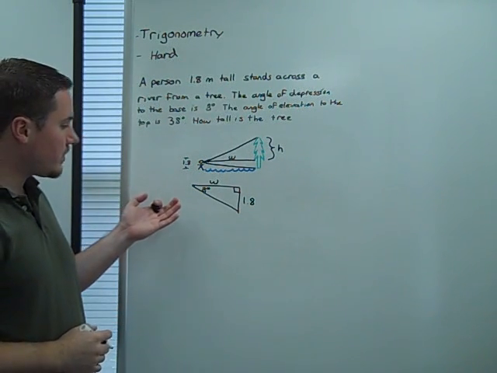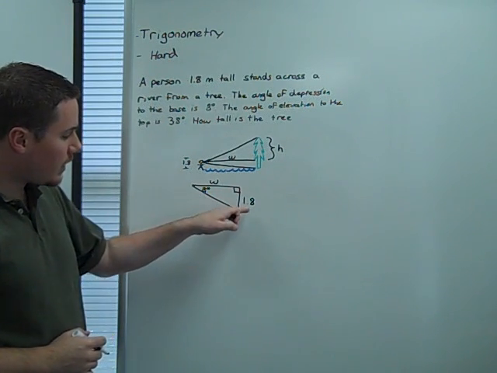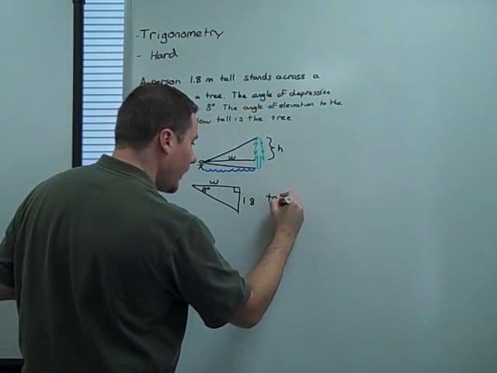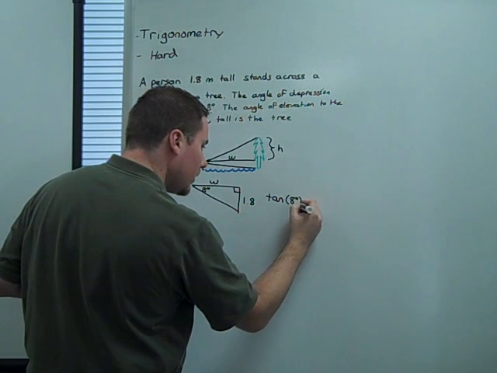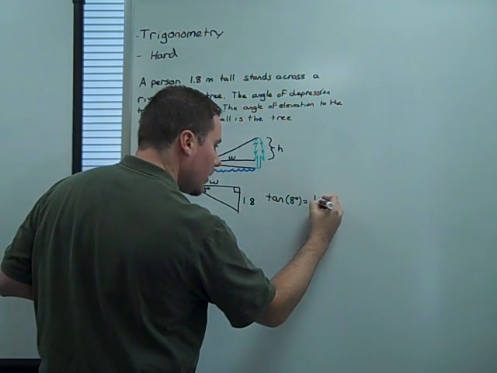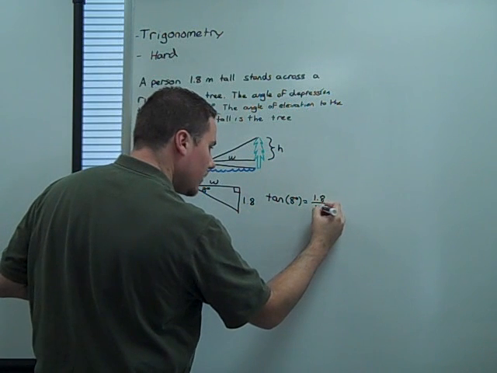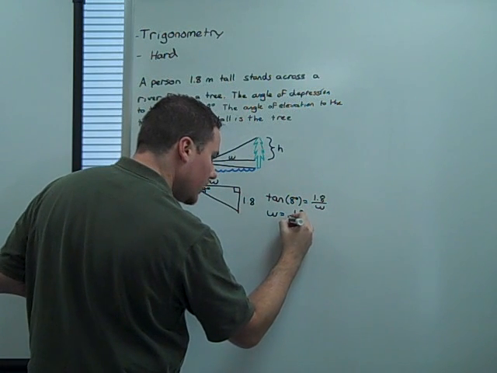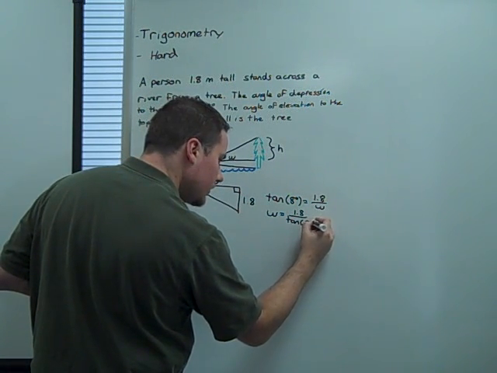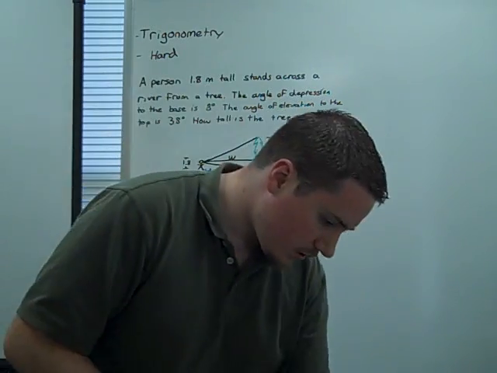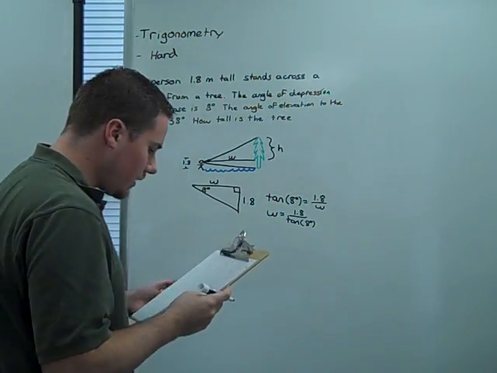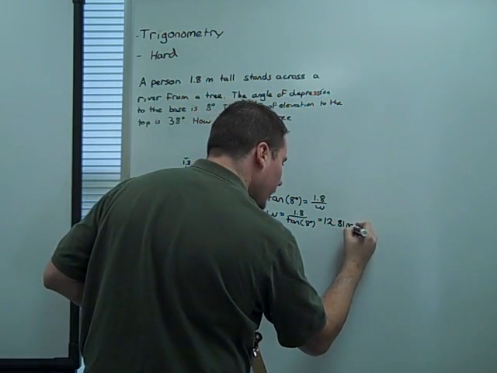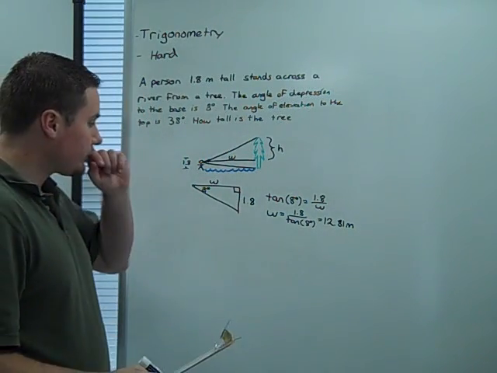Now, which trigonometric function do we use? We have an adjacent and an opposite. So that sounds like a TOA to me. So tangent of 8 degrees is equal to opposite over adjacent, which is W. So W is equal to 1.8 over tan of 8 degrees, which our calculator will tell us is 12.81 meters. So that's the width of the river.